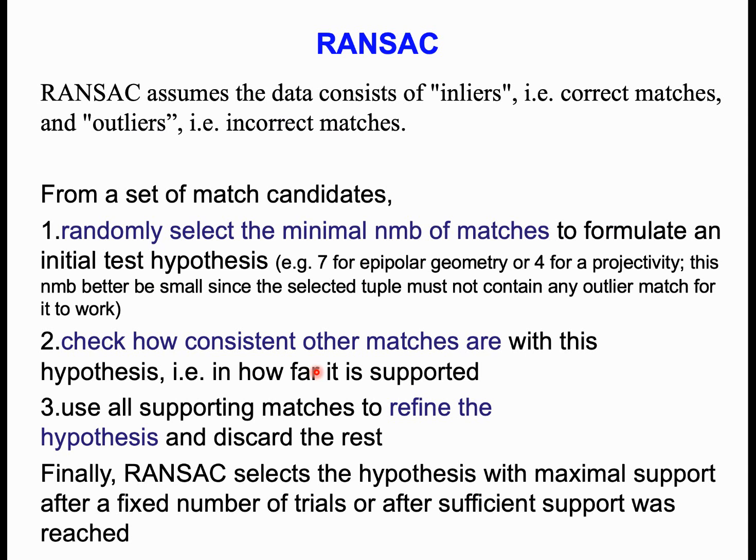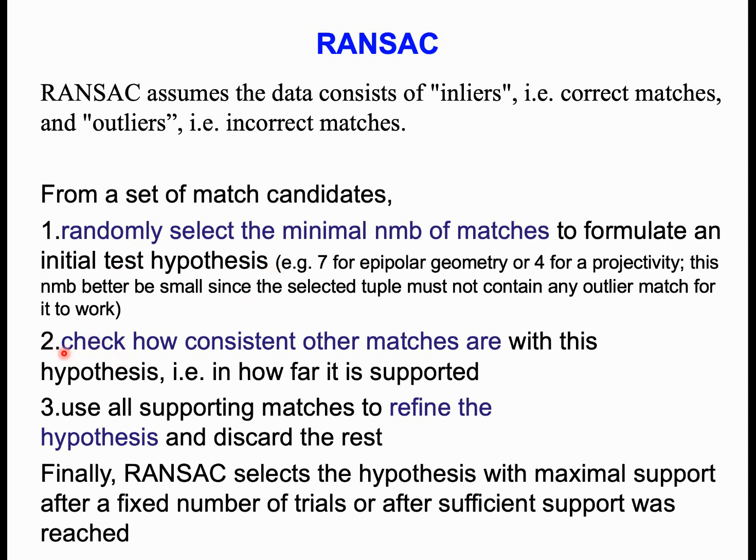We will assume that the data consists of a certain number of inlier matches, so basically correct matches, and a number of outlier or incorrect matches. So the algorithm first randomly selects a minimal number of matches that is needed to formulate an initial test hypothesis. For example, I need 7 matches to create an epipolar geometry, or 4 matches to construct a projectivity between the two images. And this number better be small, since the selected tuple must not contain any outlier match for it to work.